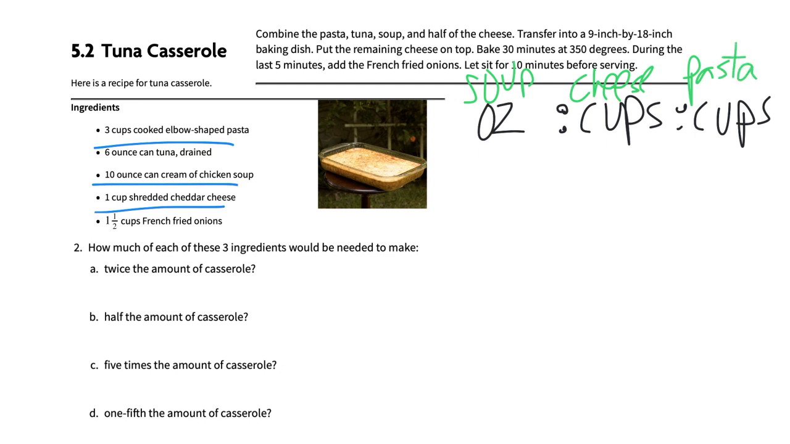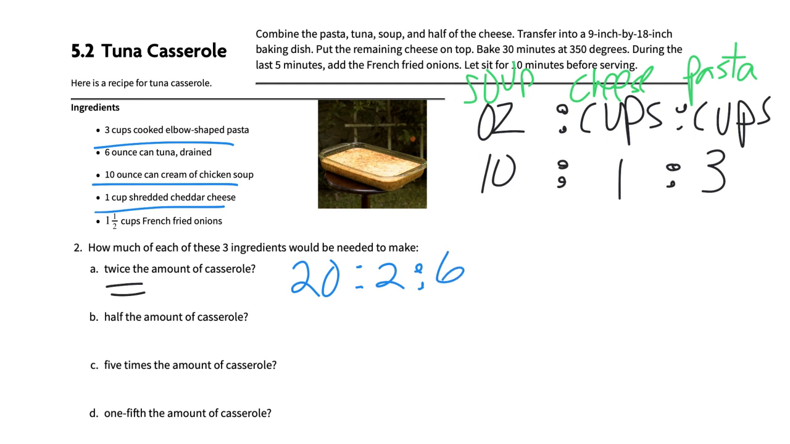And we started with the ratio of 10 to 1 to 3, right? 10 to 1 to 3. Now, if we want twice the amount of casserole, we just have to double all of those numbers. And so we're going to get 20 to 2 to 6. 20 to 2 to 6.